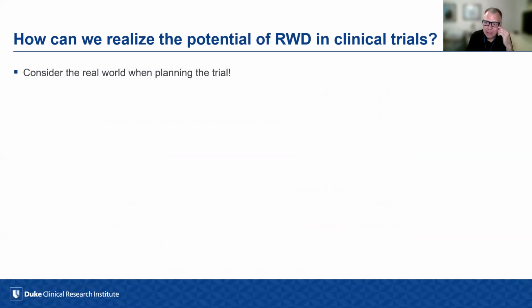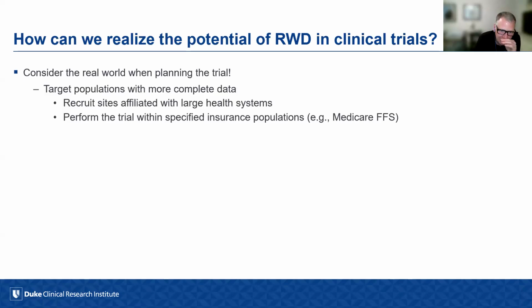Well, you really need to change not only the data sources that you're using, but also the trial itself, the operational and design aspects of the trial. So you really have to consider the real world when planning the trial. Is it possible that maybe you target populations with more complete data, right? Maybe you recruit from sites affiliated with large health systems and just work with those health systems. Again, I'm not saying any of this is easy. I'm just saying, if you really want to use real world data as your sole thing, there are some things maybe you could do, right?